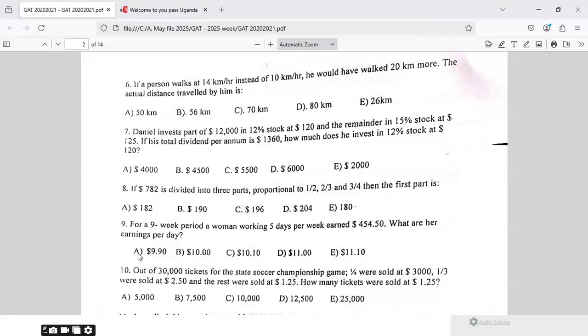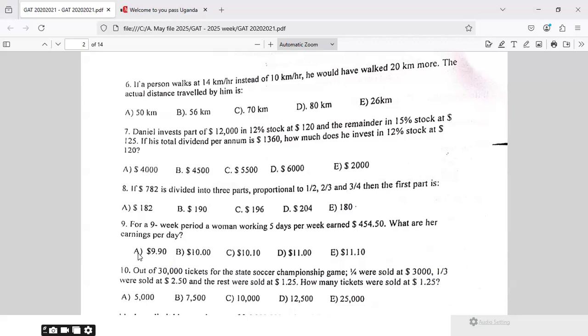So from where he started to where he went, he was walking at 10 kilometers per hour. But if he had decided to use 14, he would have gone an extra 20 kilometers. Going from Kampala to Nakawa, if he had used 14 instead of the 10 he used, he would have gone past Nakawa to some other place 20 kilometers away. Isn't that the question? Yes.